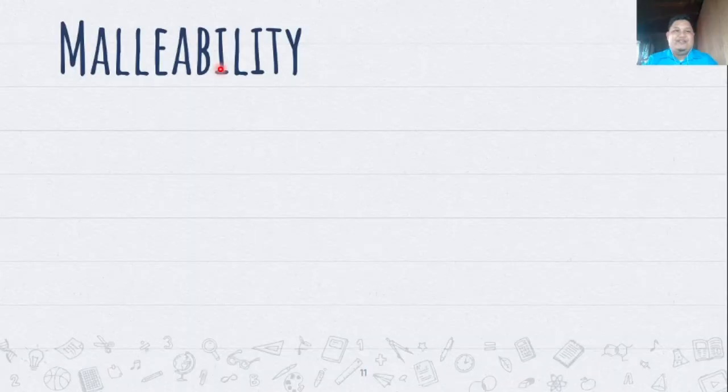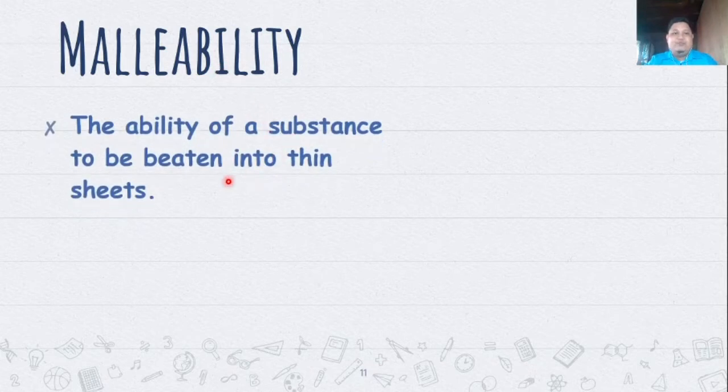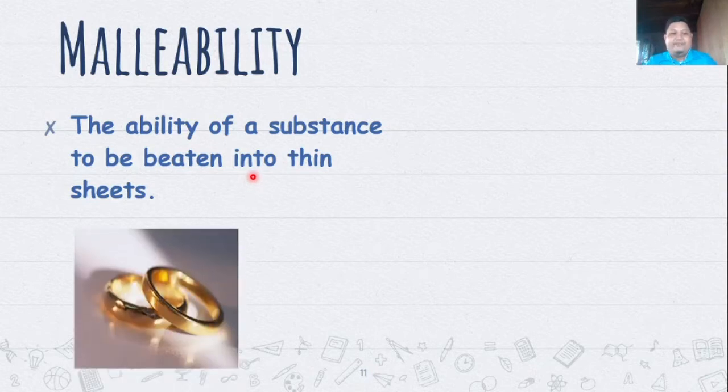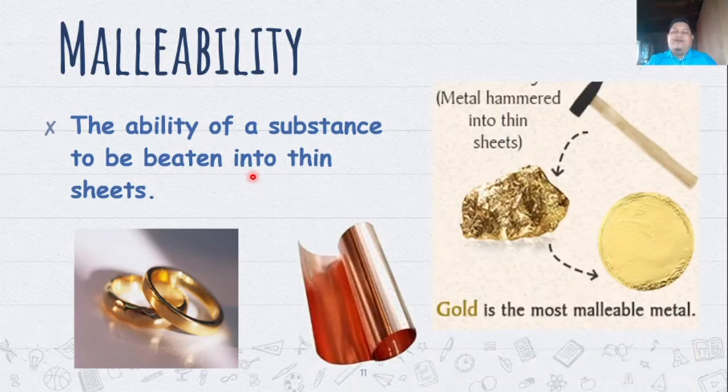Next, malleability. Malleability is the ability of a substance to be beaten into very thin sheets. Some examples include this ring and aluminum foil. Whenever a particular substance or material is hammered and does not break down, it is being beaten into very thin sheets. Therefore, that particular substance or material is said to be malleable, meaning it is capable of being beaten into very thin sheets.